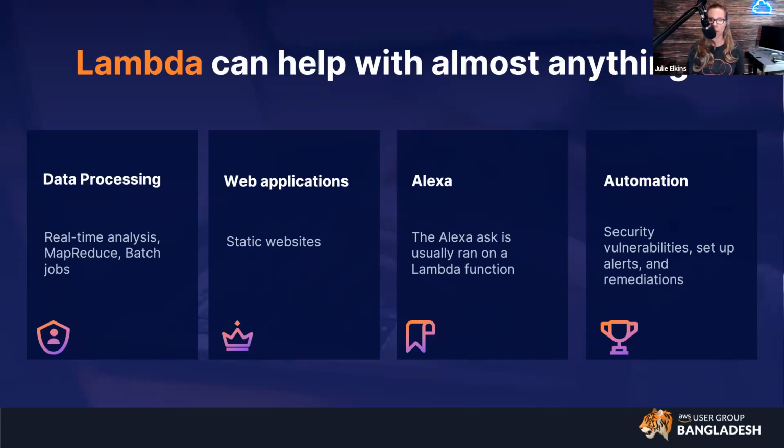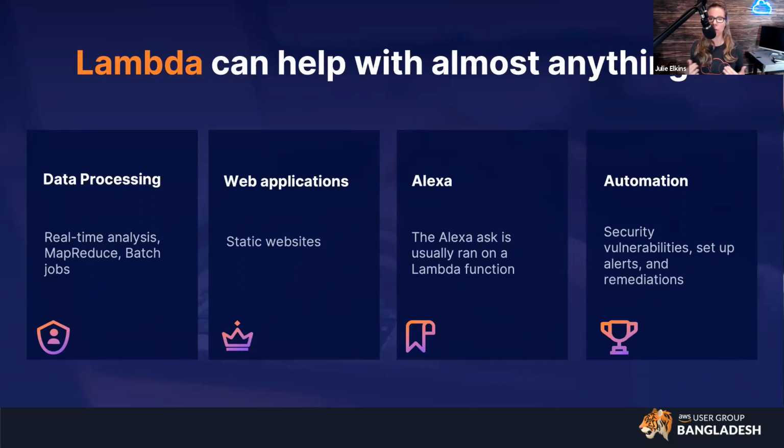A third use case is when we ask Alexa to do something. That ask is usually run on a Lambda function. And if you're interested in Alexa, we have a really great course that you can check out. And then, fourth, another big use case is automation. We can use Lambda to remediate security vulnerabilities and then set up automatic alerts. And also remediation using Lambda.